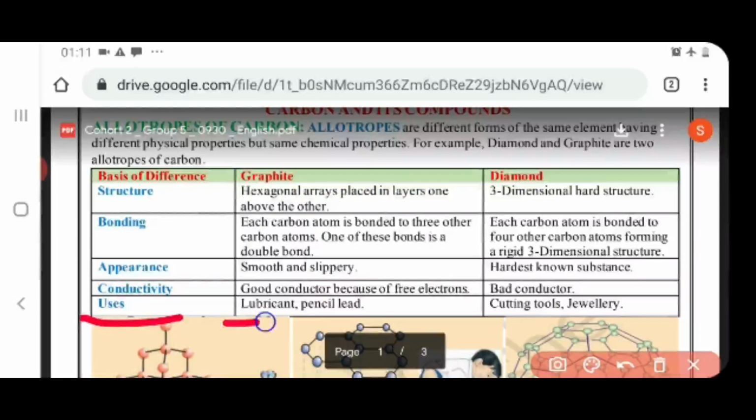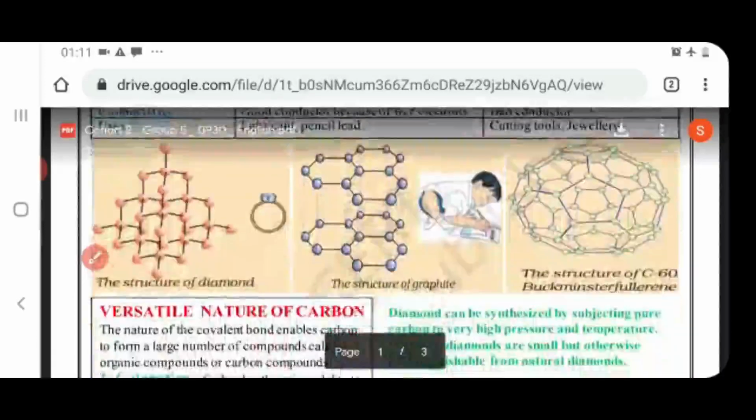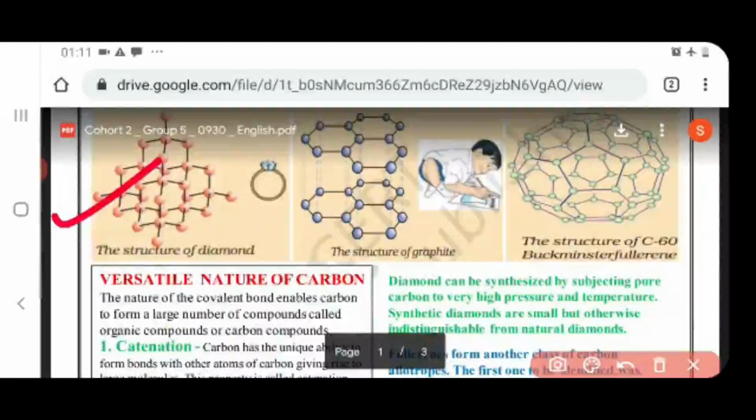Graphite is used as lubricant and pencil lead, whereas diamond is used in cutting tools and jewelry. Clear? Let's move on. You can see here the structure of diamond, the structure of graphite and the structure of C60, which is Buckminster fullerene. This is also one of the allotropes of carbon.